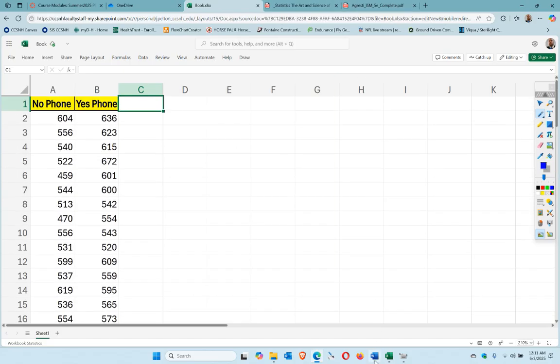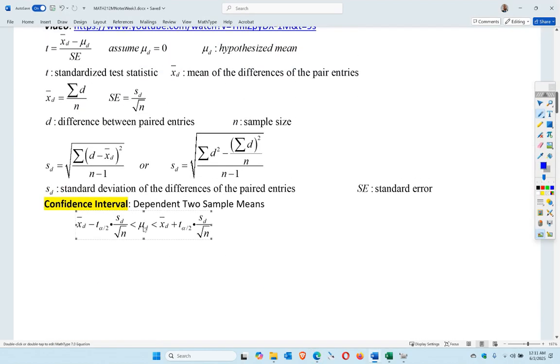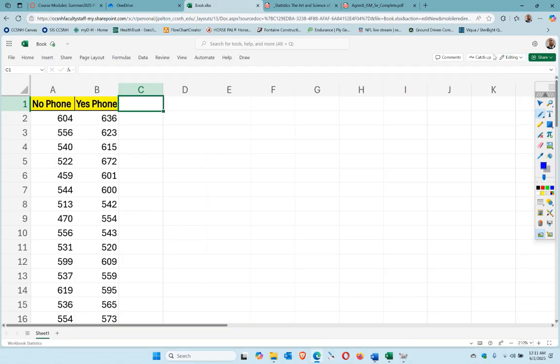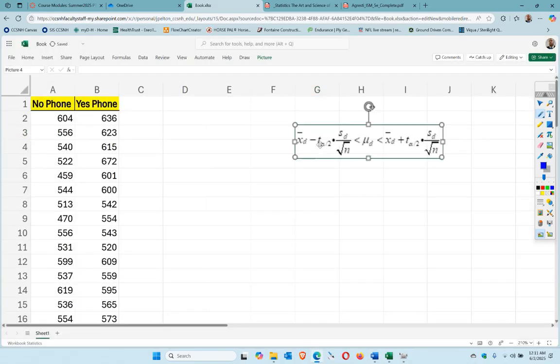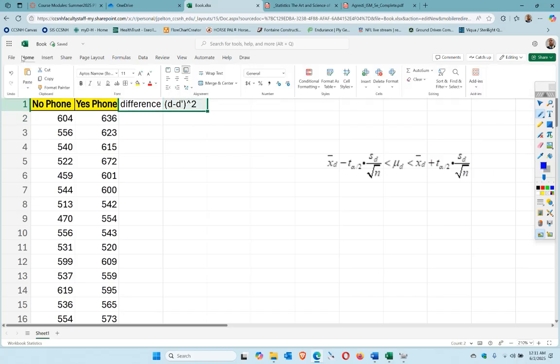Okay, so we're going to do a confidence interval first. So I'm going to go up to here. I'm going to copy the formula because you probably don't know it. Copy. Paste. Okay, so we're going to need a bunch of things here. We're going to need difference. And we're going to need something else here. That's called d minus d hat squared. We'll get back to that in a minute as to what that is. In the meantime, let's bold, fill those in, yellow, and center them.